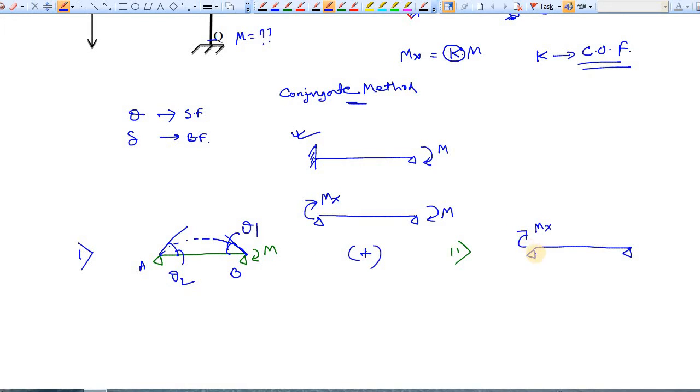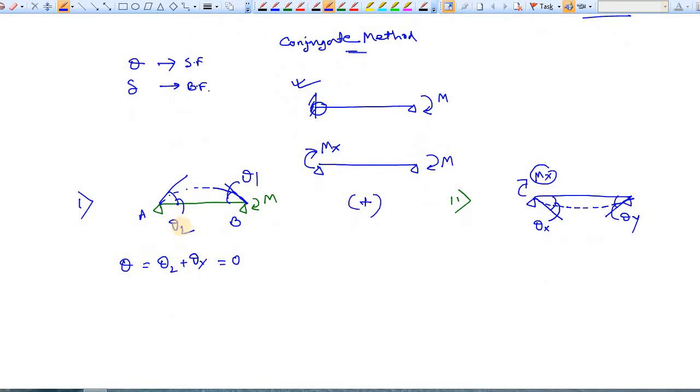Also, due to this redundant moment, the slope at the left support is, let's say, theta x, and here this is theta y. At support A the total slope is simply theta 2 plus theta x, and as this is a fixed support the slope is 0. So the next step is to find the values of theta 2 and theta x.